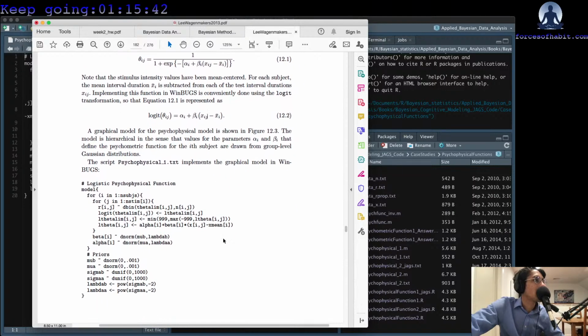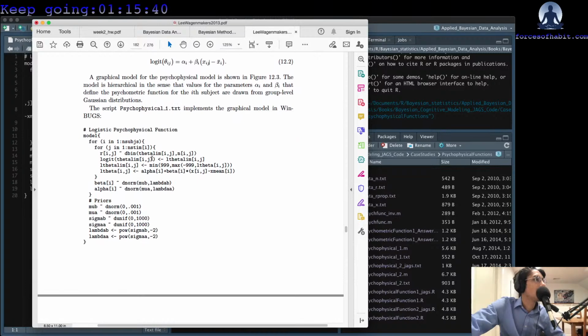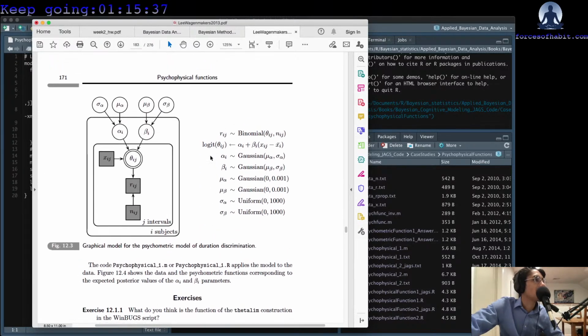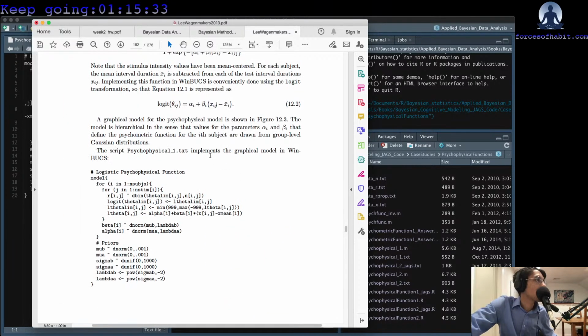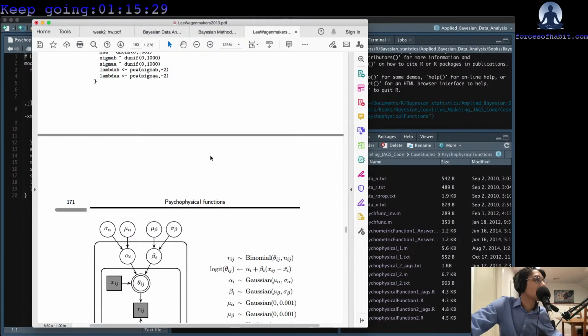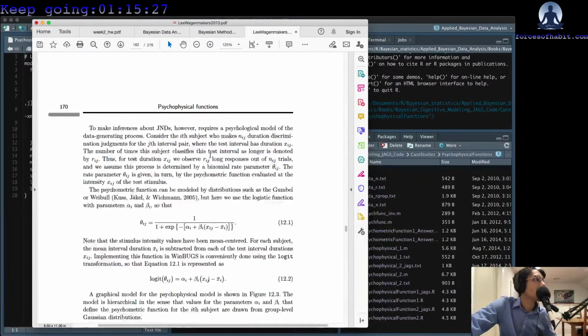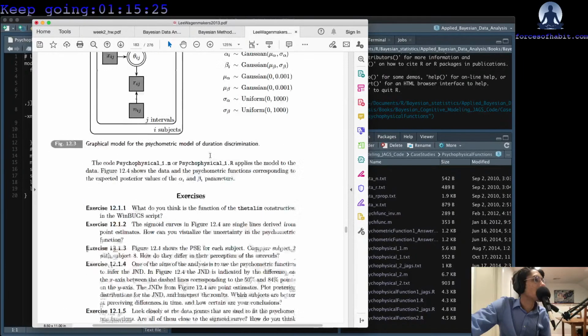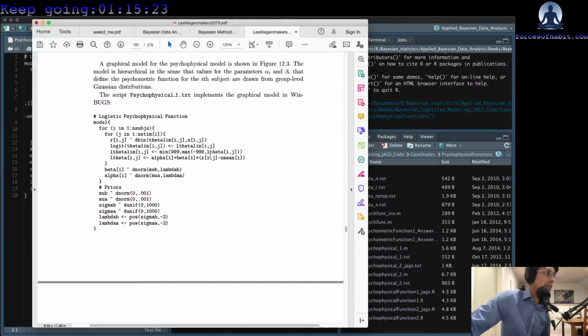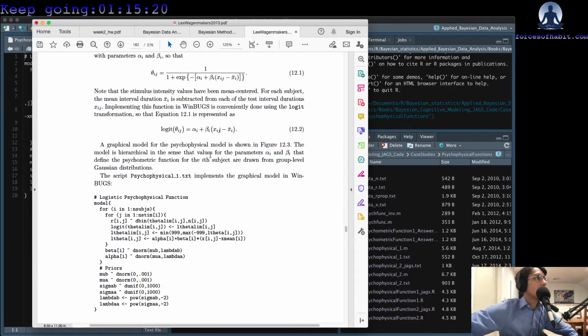So now we're going to look at the graphical model here. Do we have the graph? Great. Okay. And it's trials. Okay. Look, one more thing. It's R.